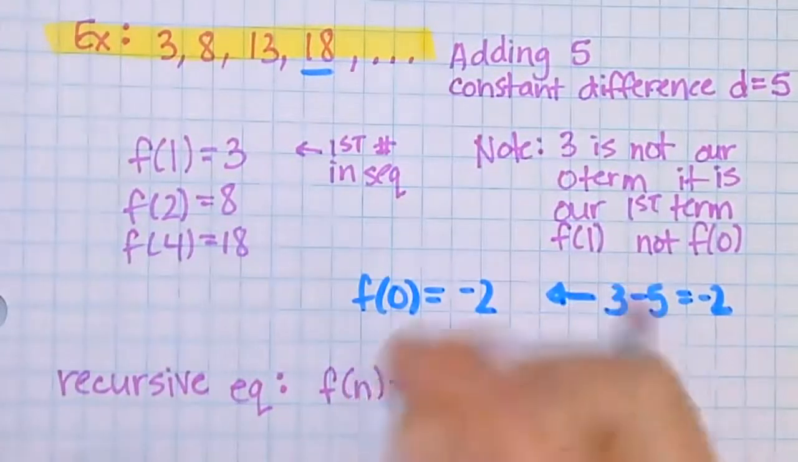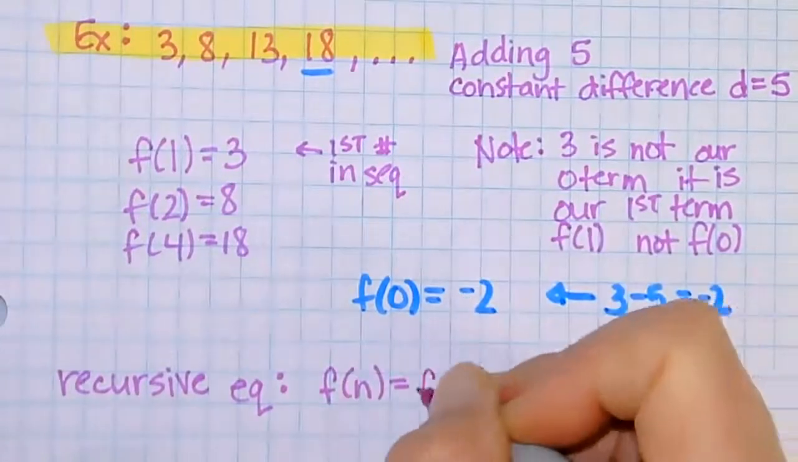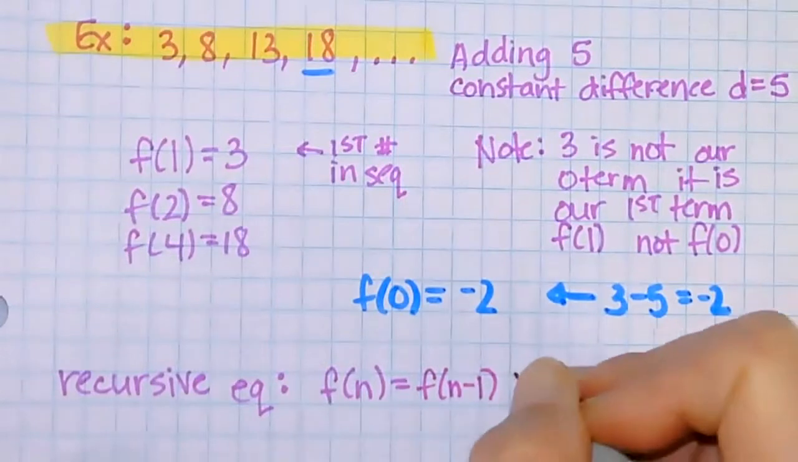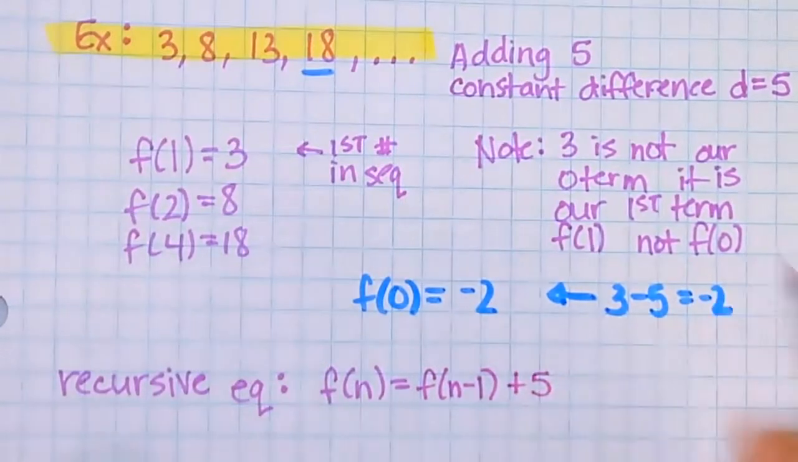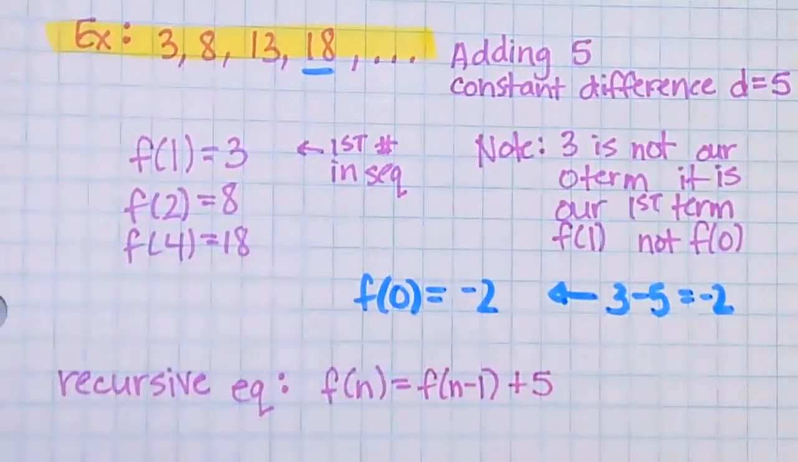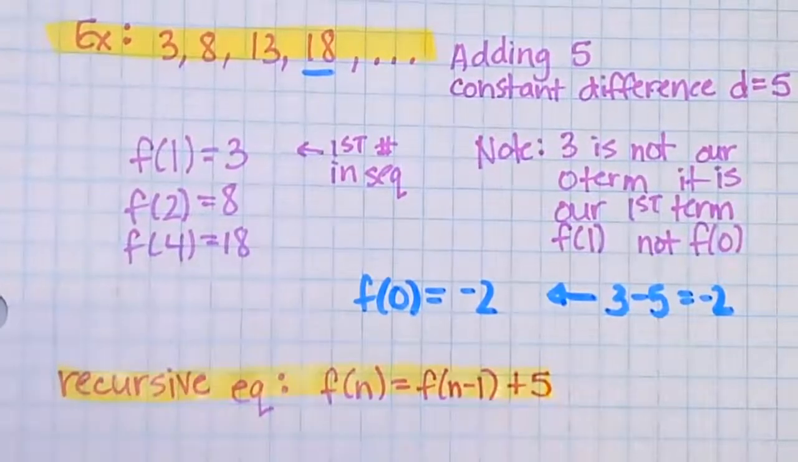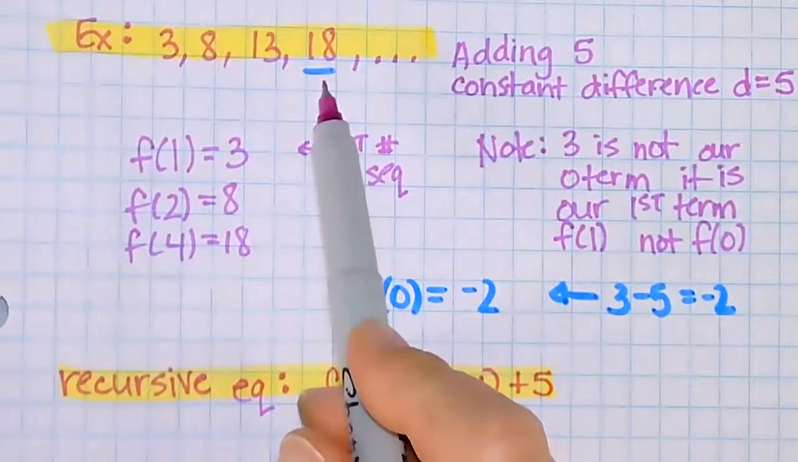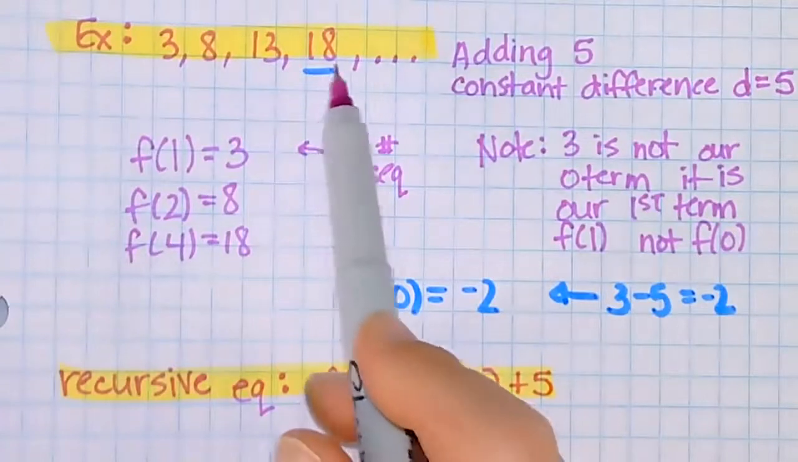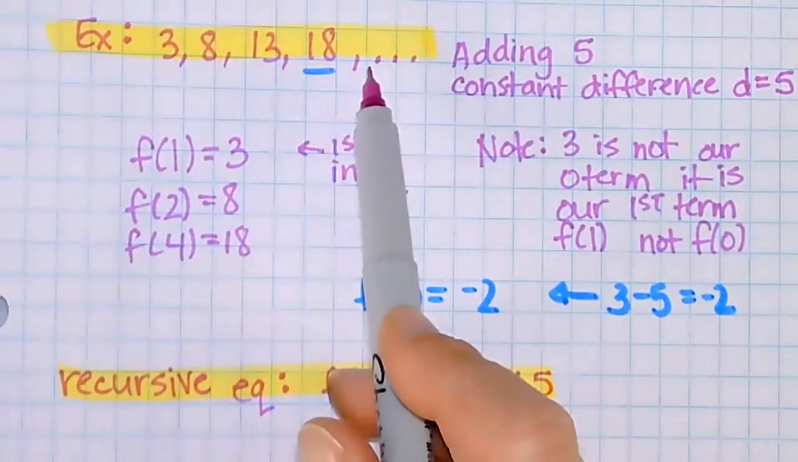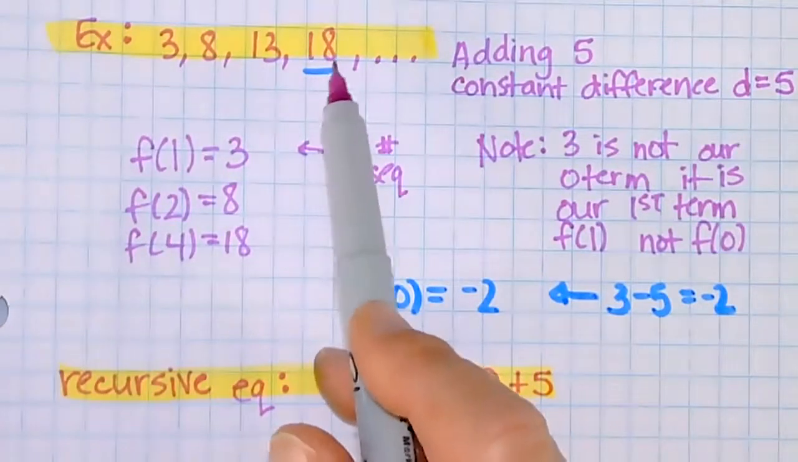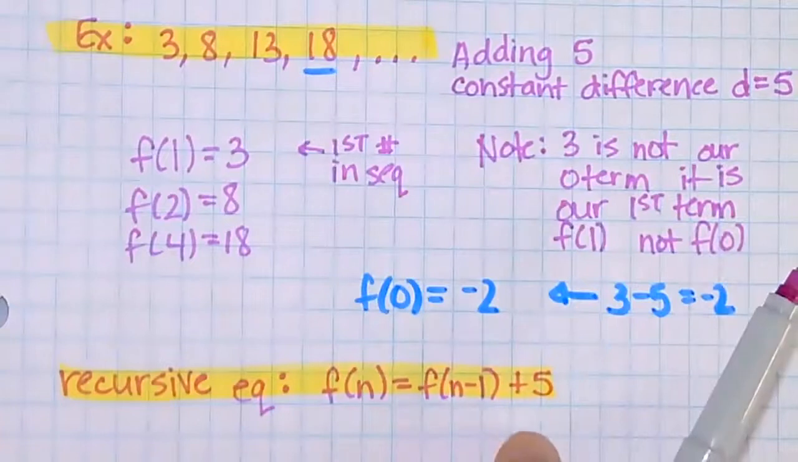So if I wanted to know the nth term, that means I'm going to take the term before that, which would be n minus 1, and then I'm going to, in this case, add 5, because that's what we're doing. So again, what I could have done up here was, since this one is f of 4, if I want to find my next one, which is f of 5, I'm going to take my fourth term, 18, add 5.